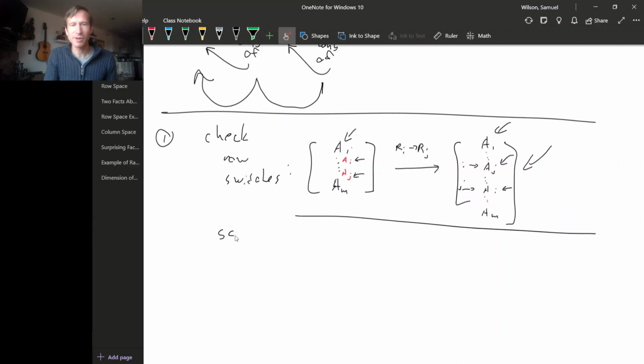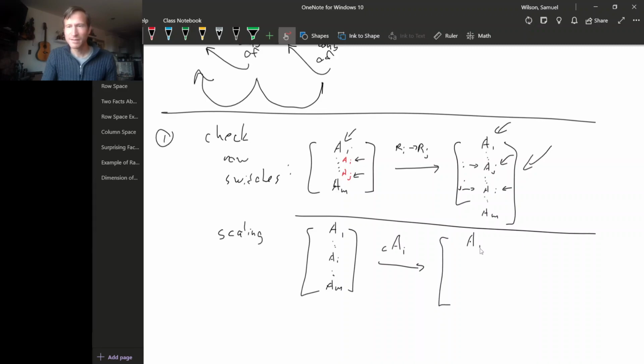For scaling a row, if we take all our rows and multiply the ith row by a constant, the resulting rows are A1, and then in the ith position, we get C times the AI that we started with, and then down to A sub m.